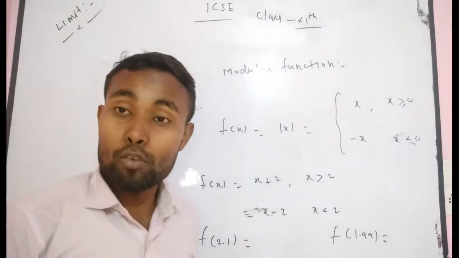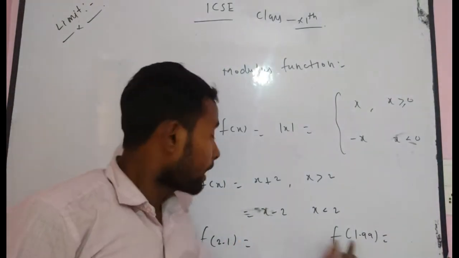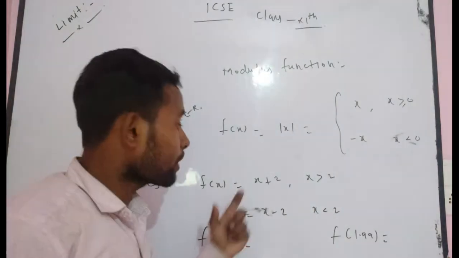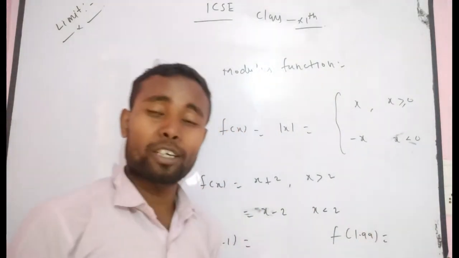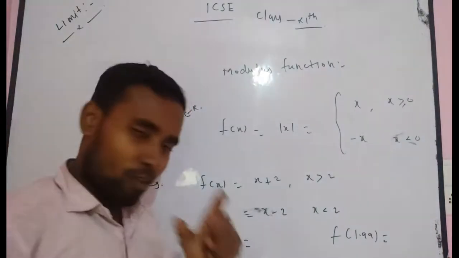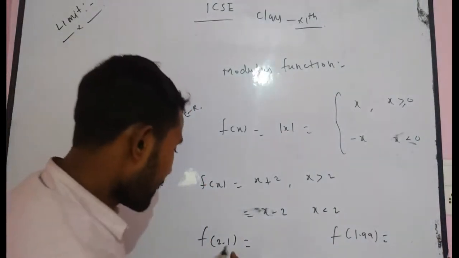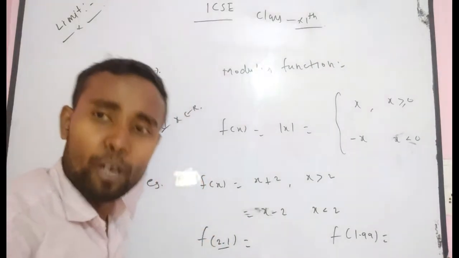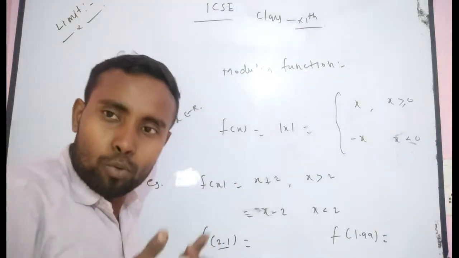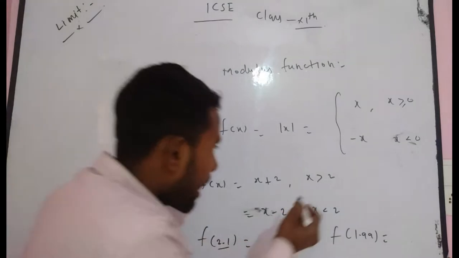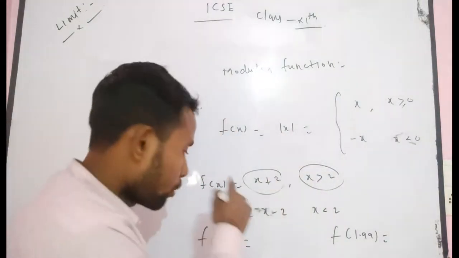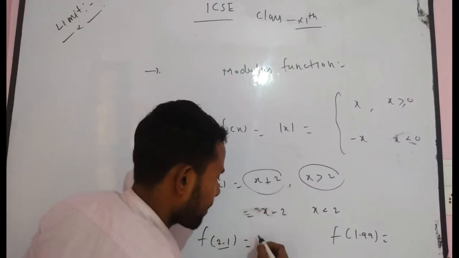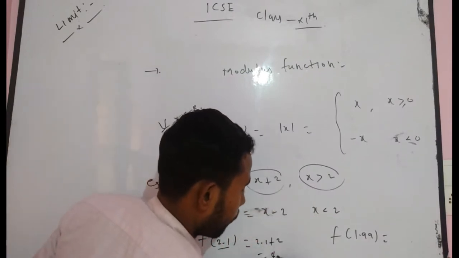Now, how can you find f(2.1)? In which function do we put x equal to 2.1, and in which function do we put x equal to 1.99? Now I want to tell you a simple concept. Here x is equal to 2.1, which is greater than 2. Then you have to choose this function and put x equal to 2.1 in it. That will be 4.1.